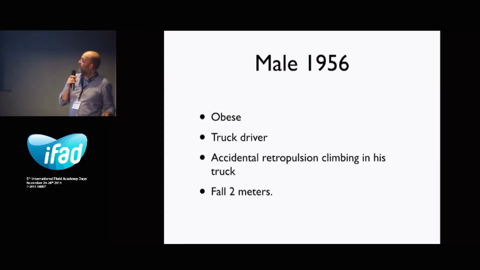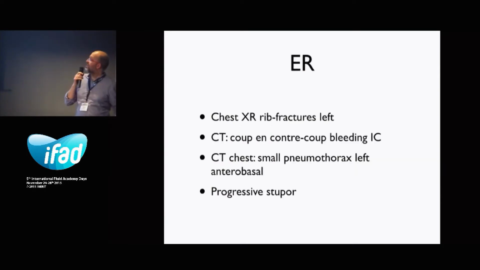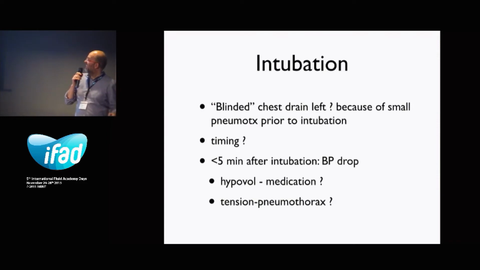Obese man, truck driver, accidental retropulsion climbing in his truck. He made a fall of 2 meters. He had rib fractures on his chest X-ray. He had a contrecoup bleeding intracranially, and on the CT scan of his chest, he had a small pneumothorax, left-sided anterobasal. And he went into progressive stupor. So what are you going to do now? You have this small pneumothorax, you have to intubate your patient. Are you going to put the blind chest drain left-sided because of the small pneumothorax prior to intubation? That's always a difficult thing.